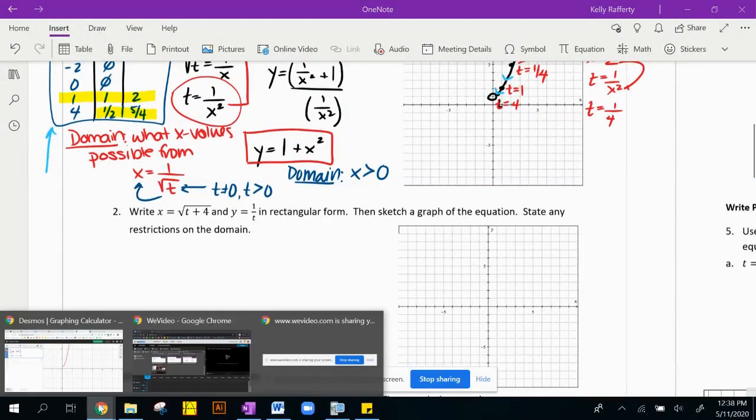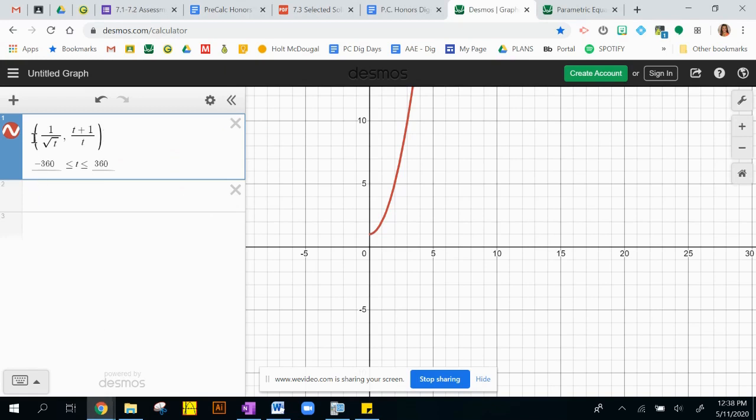I have this one graphed for us. So notice how you put it in. You put it in just like a point, a coordinate, where this is your x equals equation, and this is your y equals equation, and it'll ask you to put in parameters for t. On your calculator, almost the same thing.